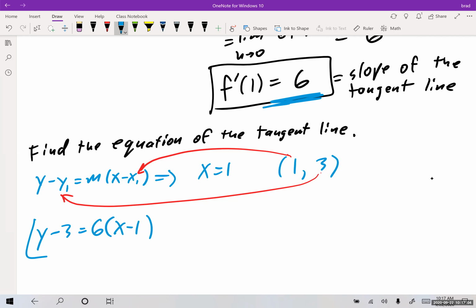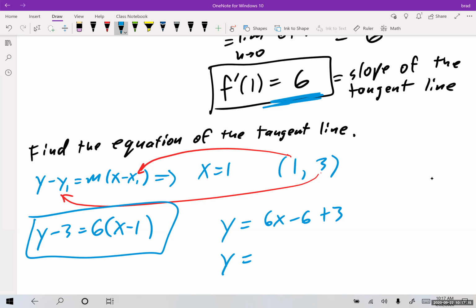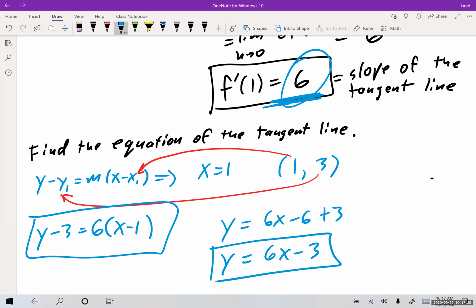So this is the correct answer, but if the homework or the exam asks you to put it in y equals mx plus b, you just do y equals 6x minus 6 plus 3. So y equals 6x minus 3. And this would be the equation of the tangent line. The 6 is only the slope of the tangent line. This is now the equation of the tangent line.